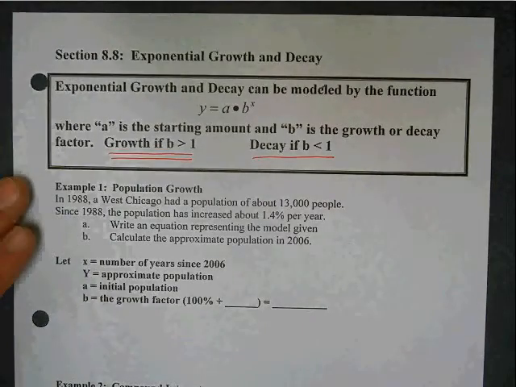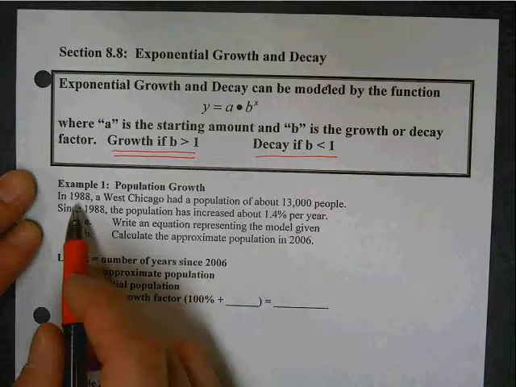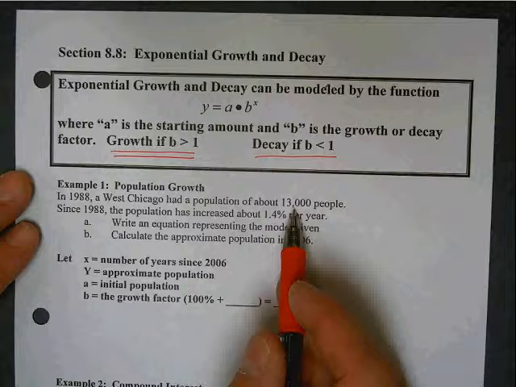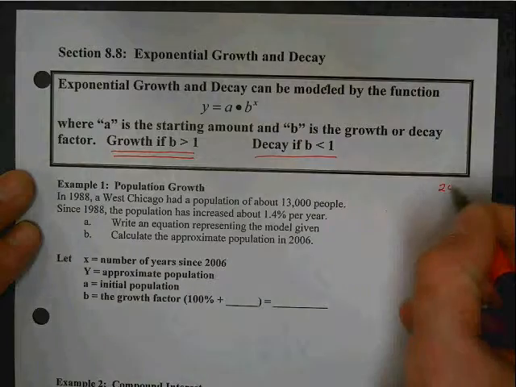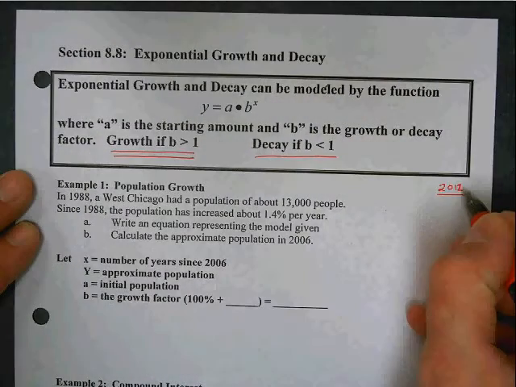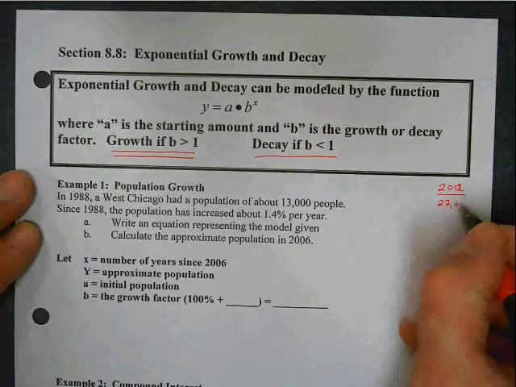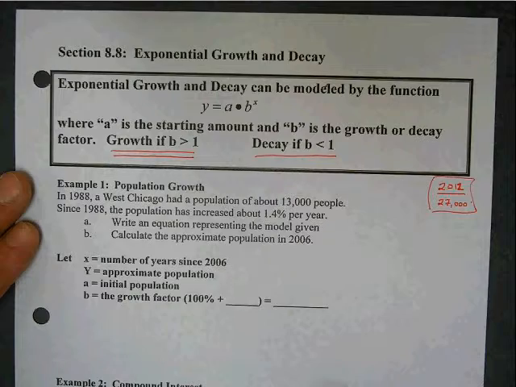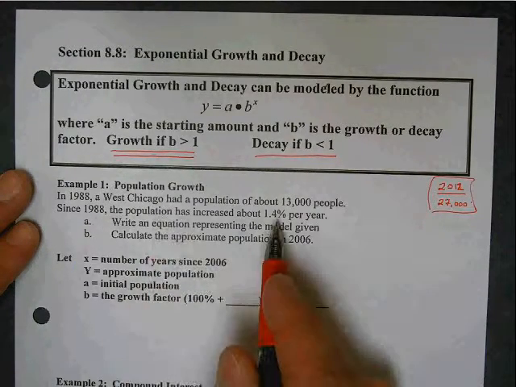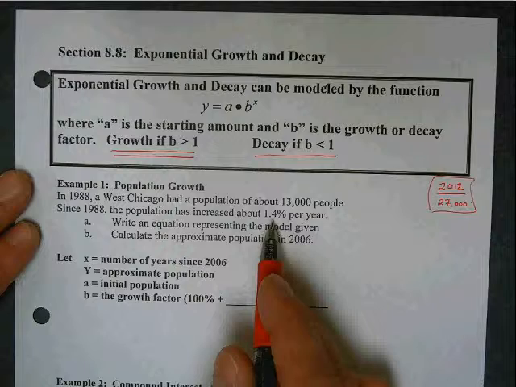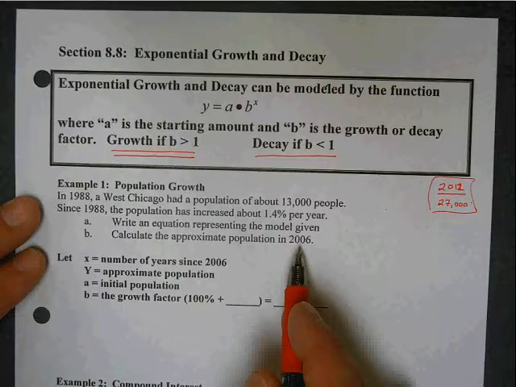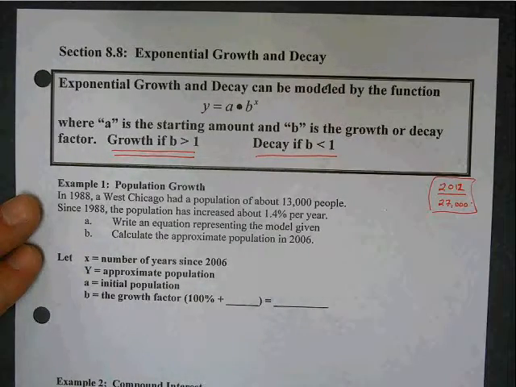But here we have a population. I looked this up, and it said in 1988, West Chicago had a population of 13,000. Anyone know today what our population is? 27-ish. Okay, so this is just our estimate. 2012, we're about 27,000. That's just a guess I think I saw on a sign as well. All right, it says since 1988, the population has increased about 1.4% per year. We're supposed to write an equation representing the model and then calculate the approximate population in 2006. So that's what our goal is.